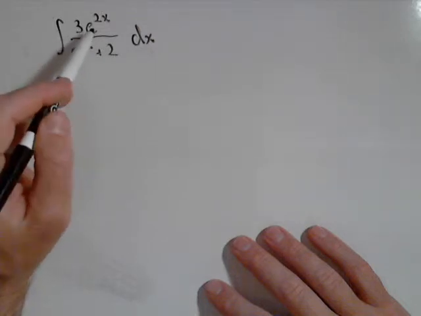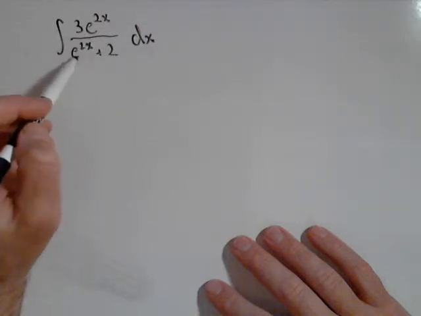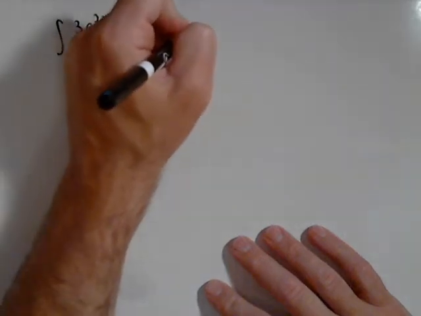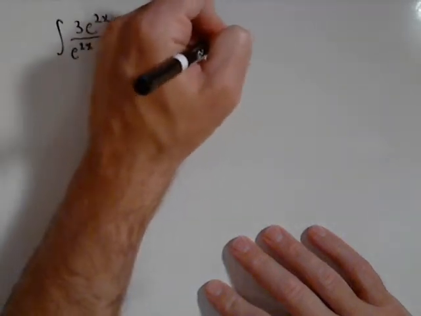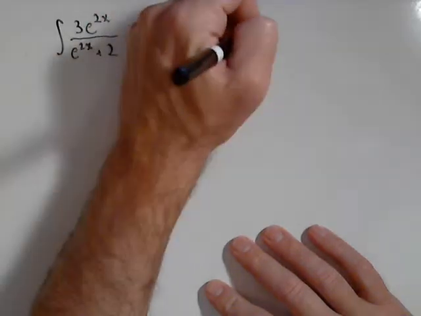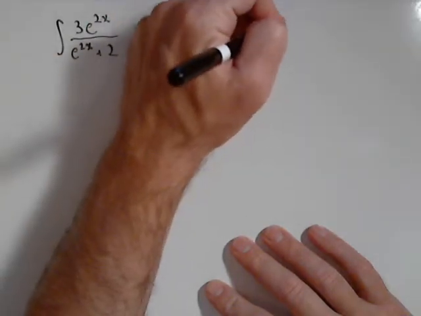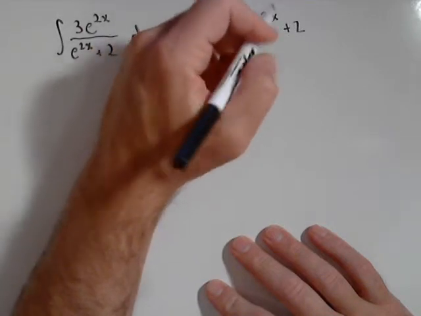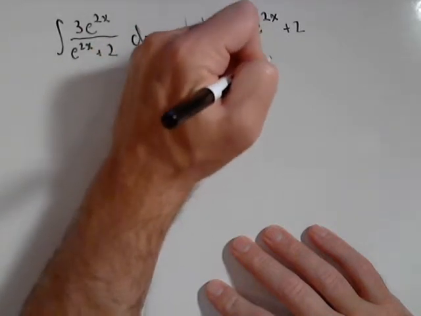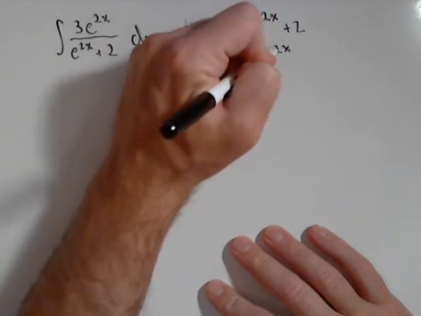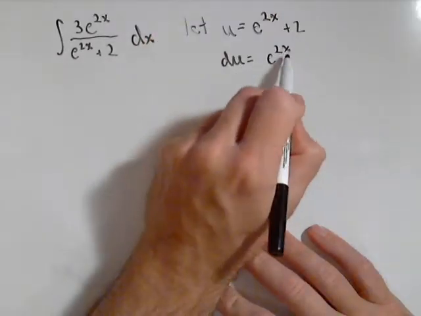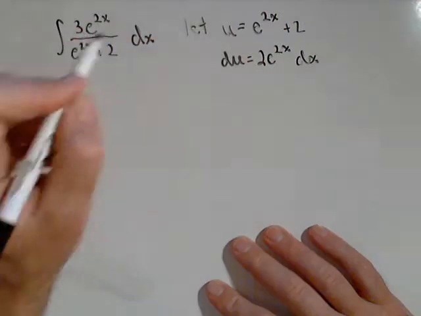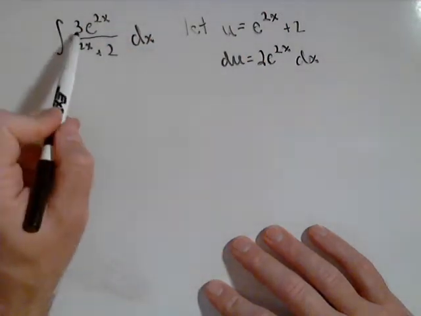So I don't want to pick the top, I would rather pick the bottom because I have this plus 2 also down there that I'd like to get rid of. So I'm going to let u equal that denominator, e to the 2x plus 2, and then my du, by chain rule, is e to the 2x times the derivative of the exponent, so don't forget your chain rule, times 2 dx.